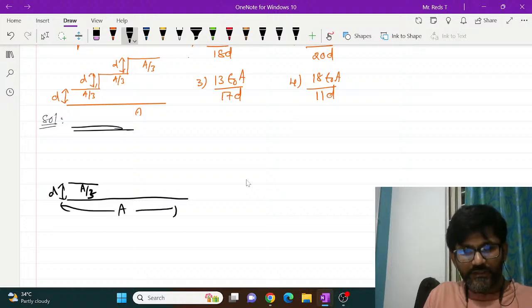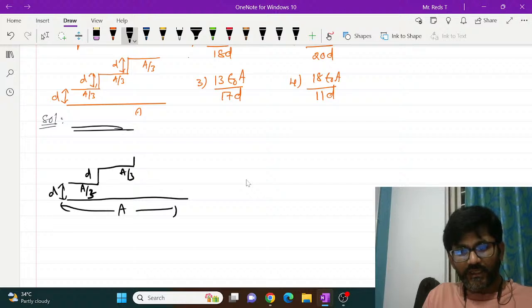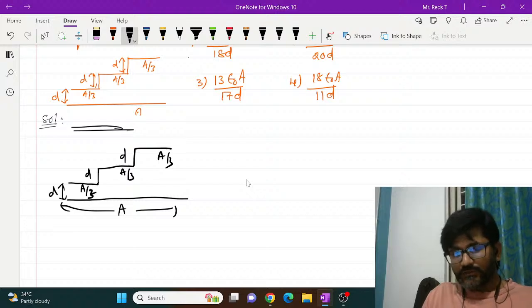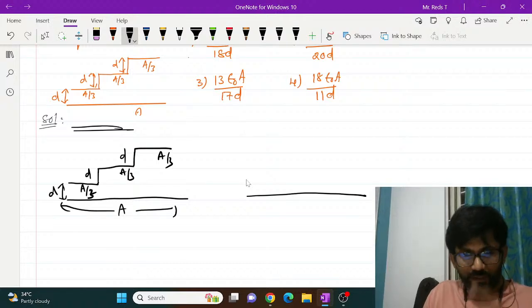So the second plate of the first capacitor has one third of this total area. Then it is connected with another wire. Then a third one has A by 3 here, with the same separation D, and again it is connected with another wire, and the third plate is connected here with an area of A by 3. So this is also D. Actually, there are three capacitors.